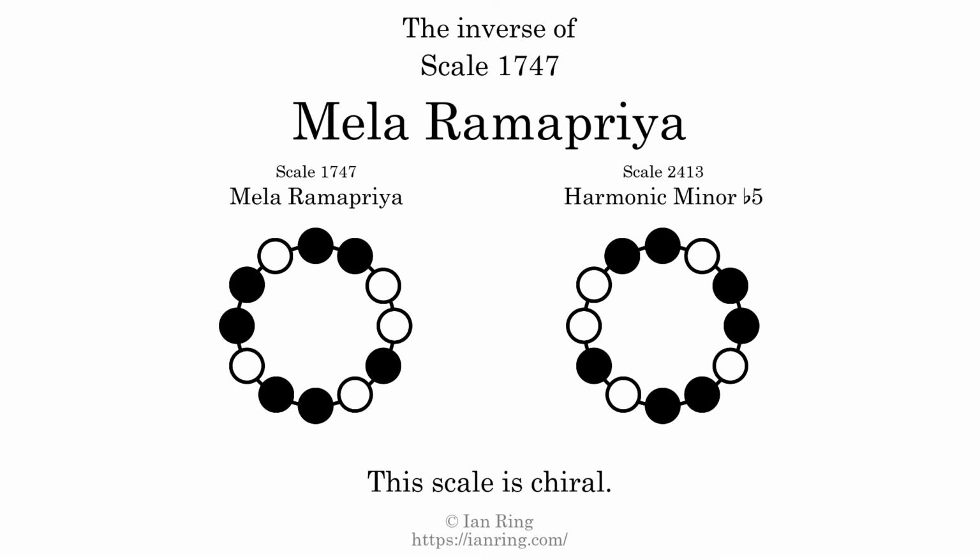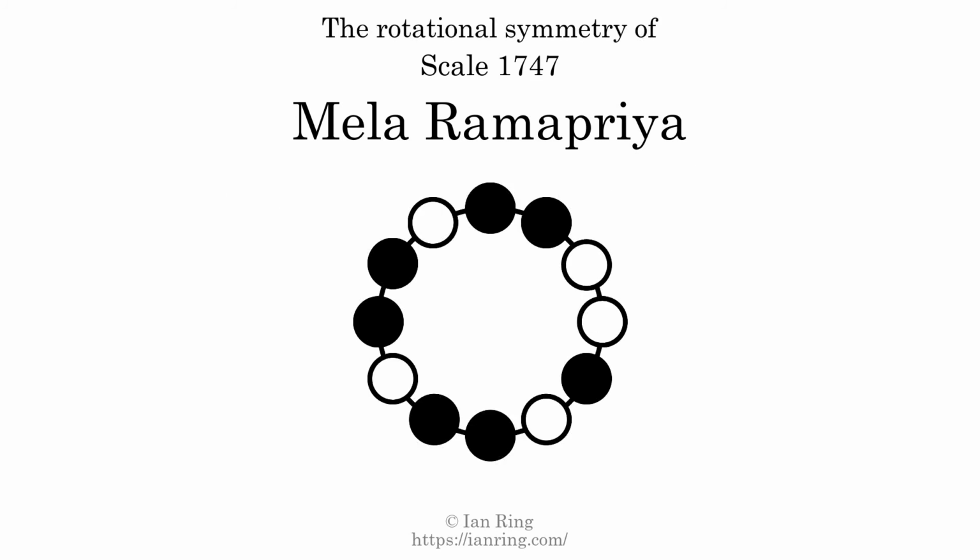The inverse of a scale is a mirror image. It is what you get when the sequence of intervals is reversed. The inverse of this scale is scale 2413, also known as harmonic minor flat 5. This scale is chiral. It cannot transform into its inverse by rotational transformation. This scale has no rotational symmetry.